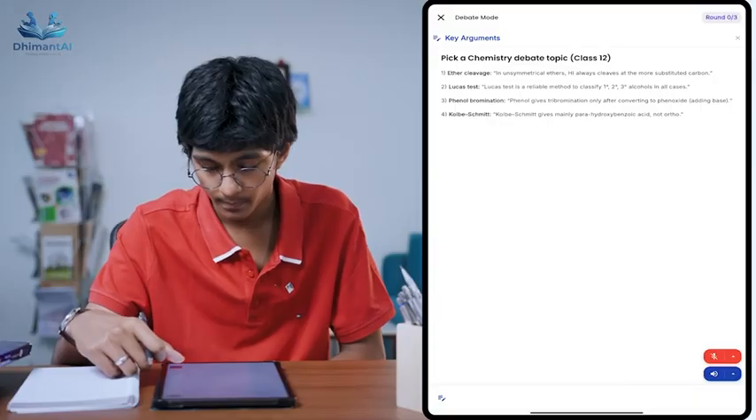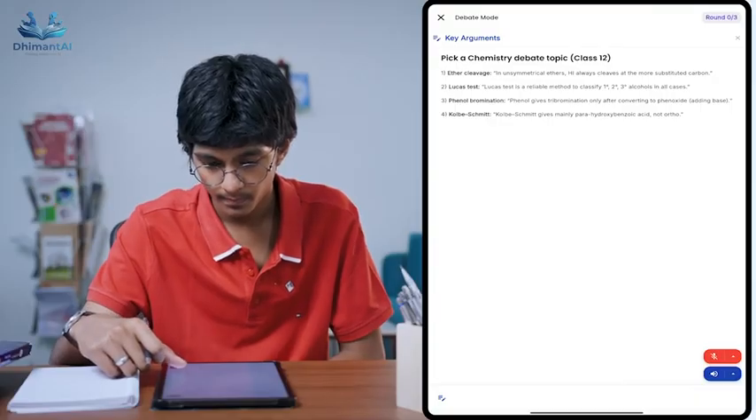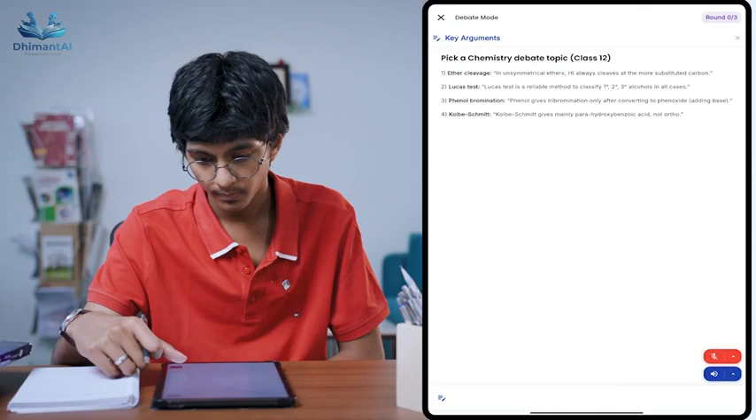Then he challenges himself further by entering debate mode, where he discusses and defends the concept with Dhimant.